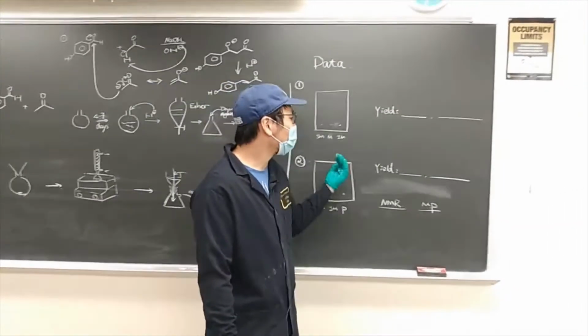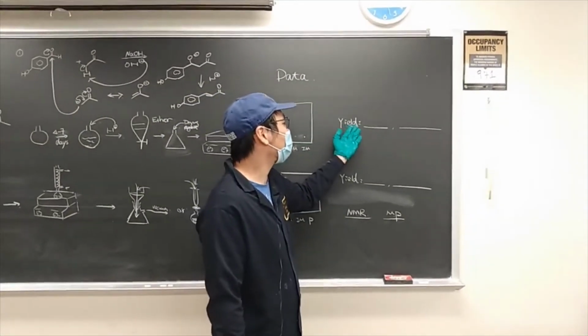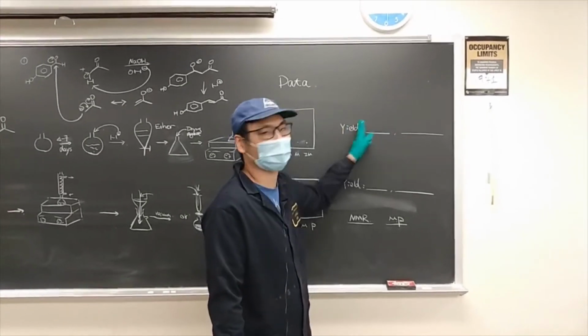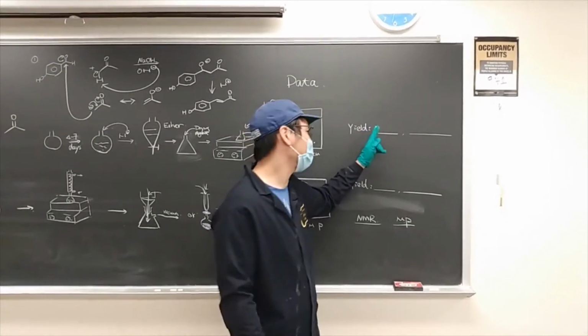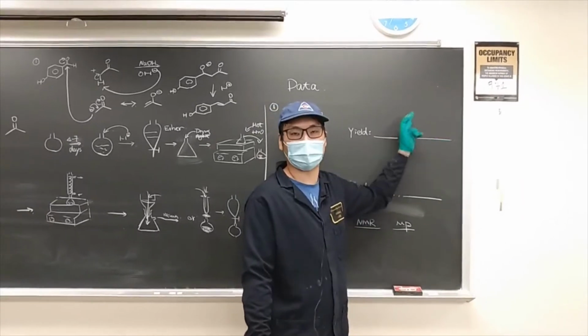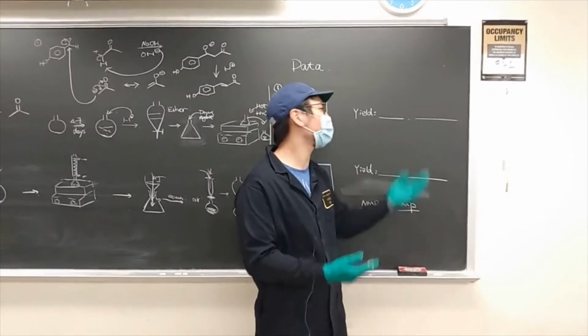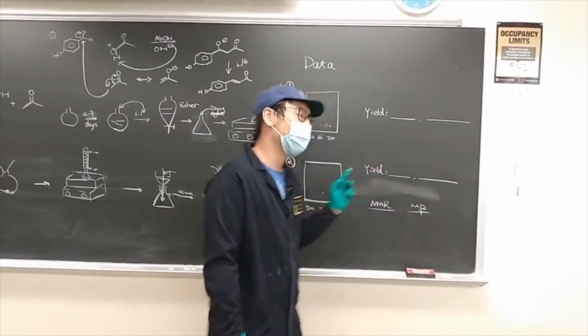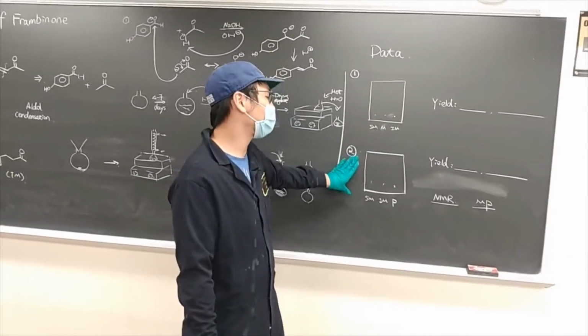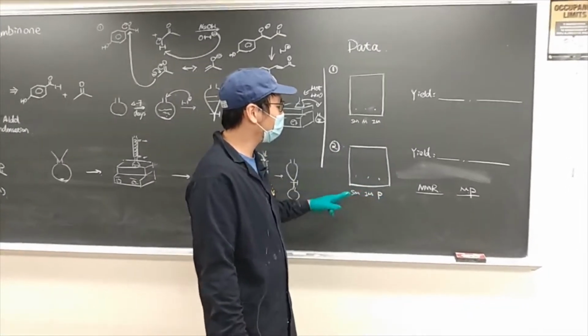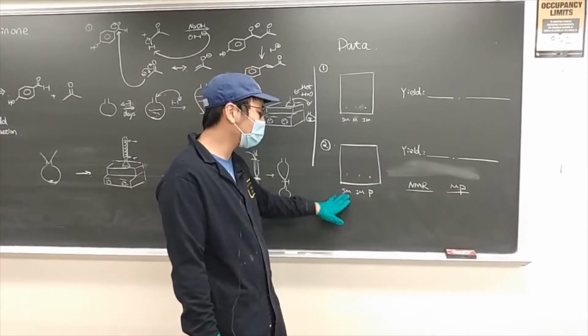And also, you will need to write down the yields, like how much crystal you got, and also the appearance of your product. Say if it is a colored crystal or a needle-like crystal, you want to write them down. And for the second period of the lab, you will still need to do one more TLC plate, the starting material, and the intermediate.